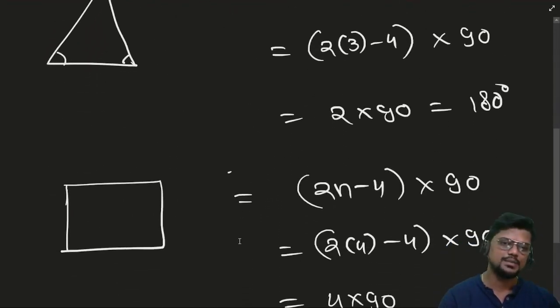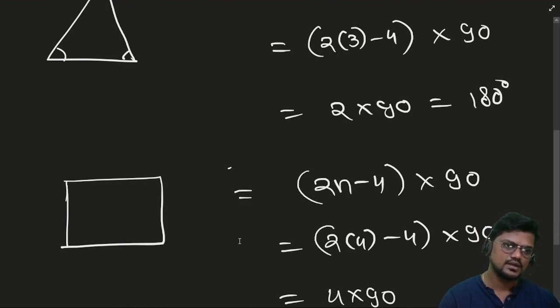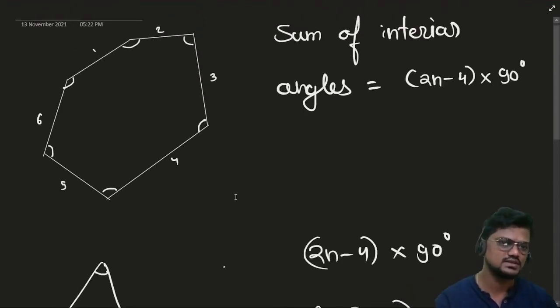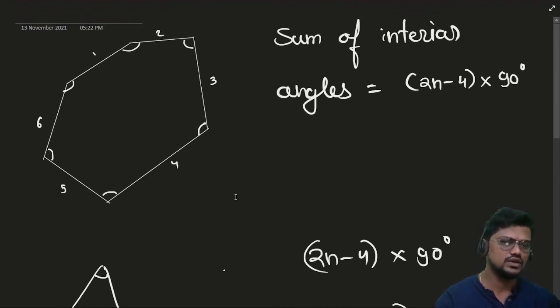Now, how is it happening like this? Why is it happening like this? That part is not required for you. You just understand this formula. That is (2n minus 4) into 90 degrees.